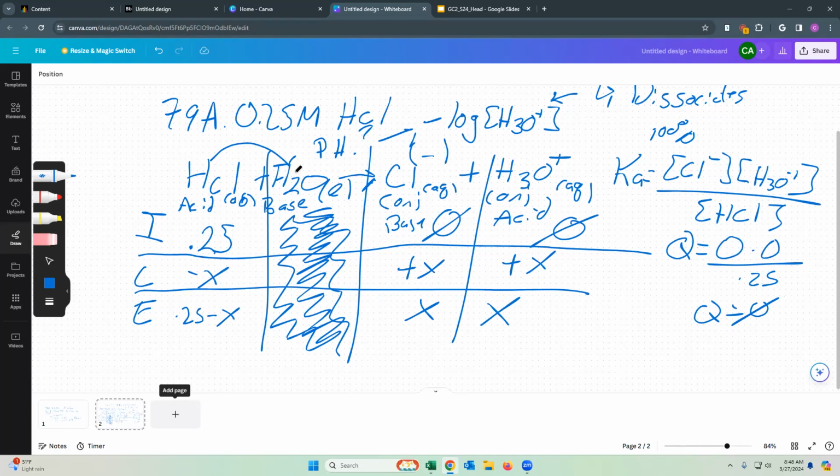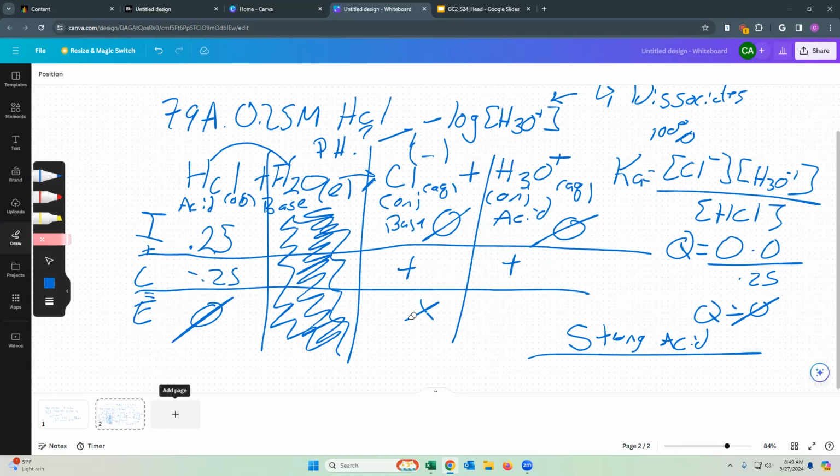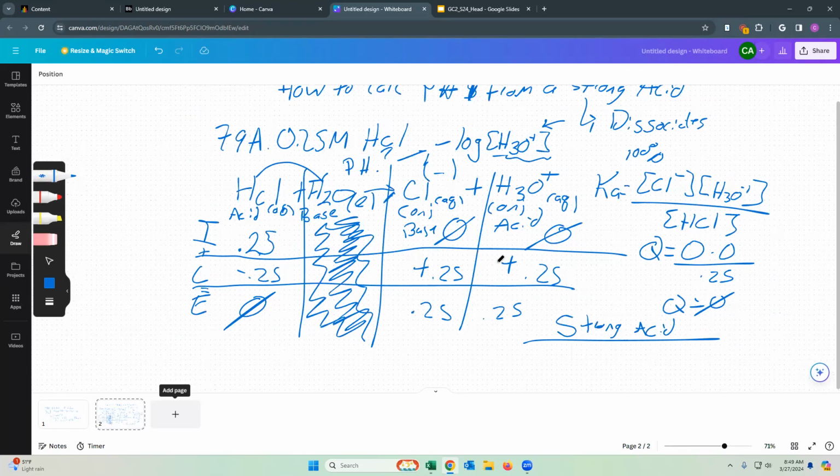Before, when we've done that, we've always plugged it back into Ka and solved from there. However, in 79, I actually don't give you Ka. So we have to use our definition of strong acid. A strong acid breaks down completely, which means that at equilibrium, I will not have any HCl left. So in my ICE table, 0.25 minus X equals 0. Remember, I plus C equals E. Well, that means X is 0.25. So everywhere I have an X, I have a 0.25. So at equilibrium, my H3O plus concentration is 0.25.